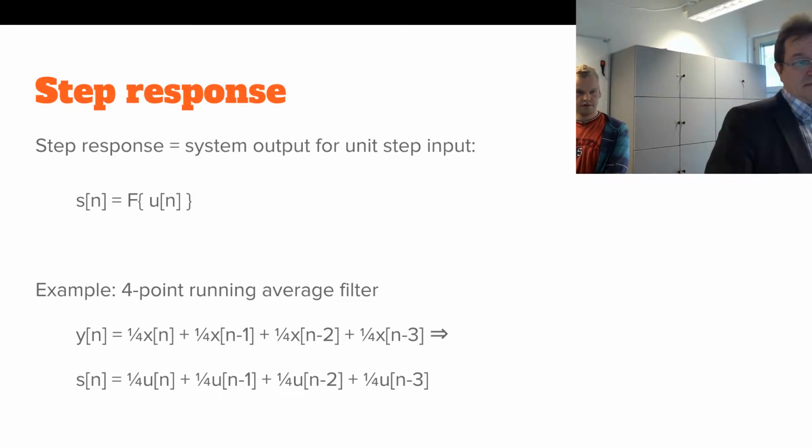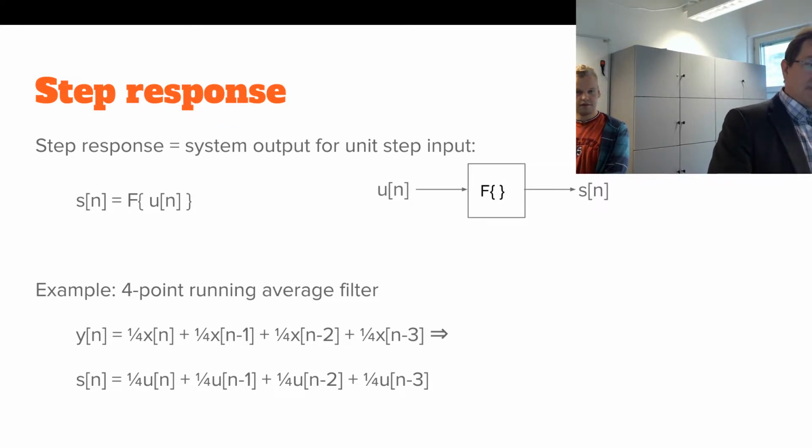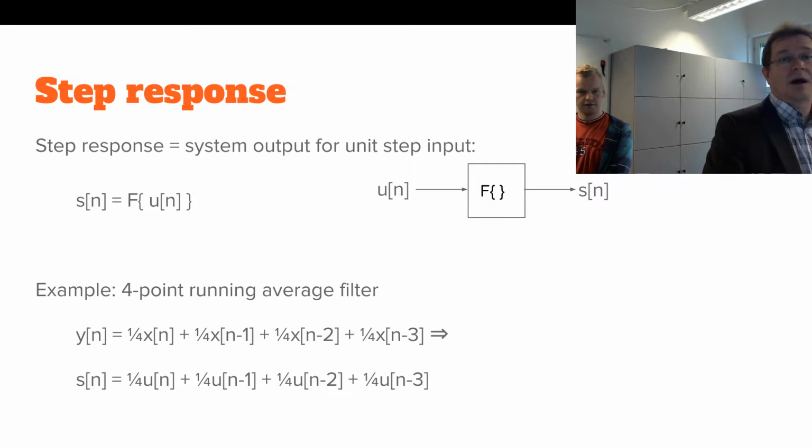But anyways, 4-point running average step response. Yeah, that's how it goes. It's just a test. You use a step function as a test vector, run it through the system, and then you have the step response. Okay.